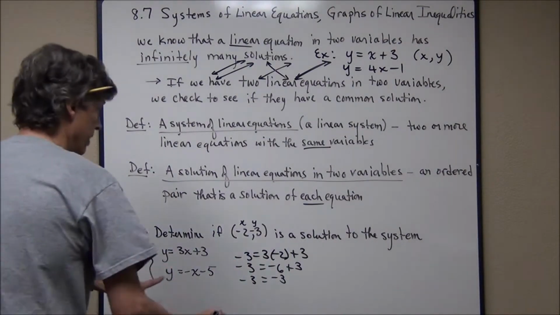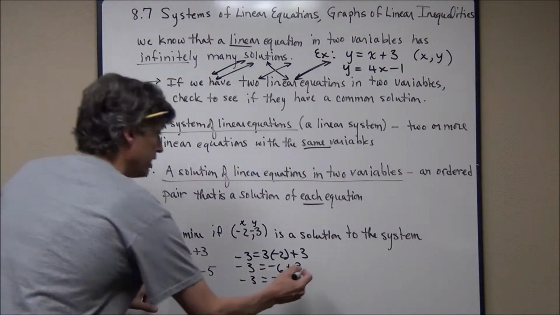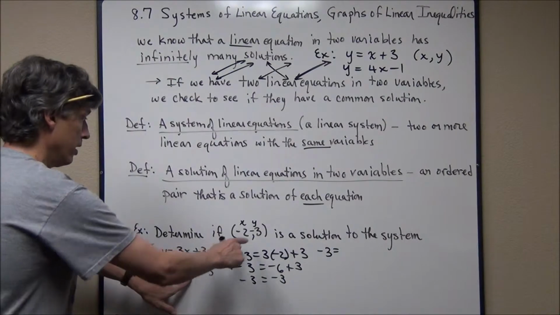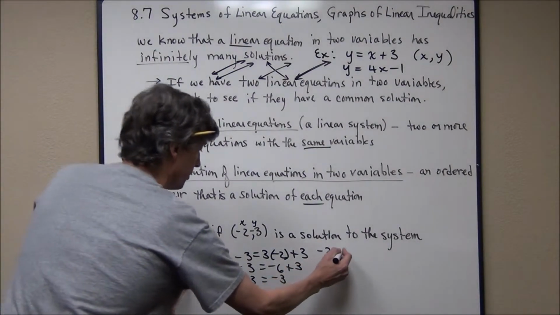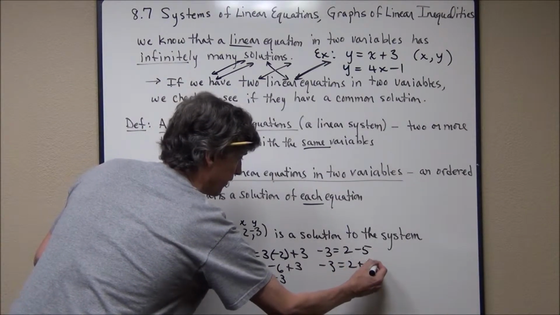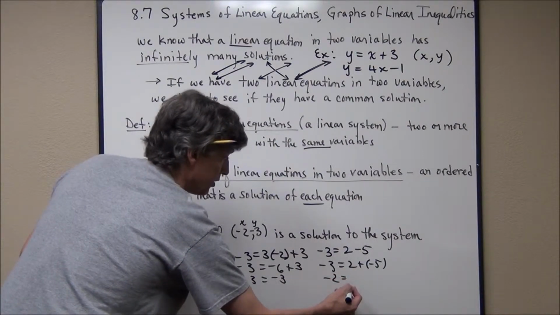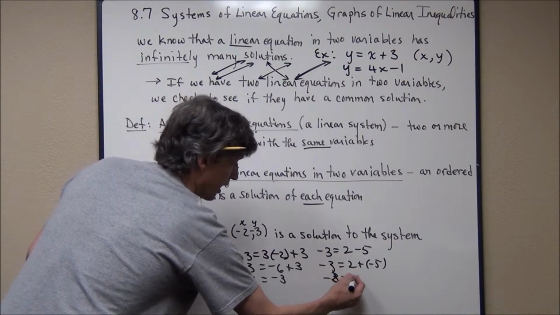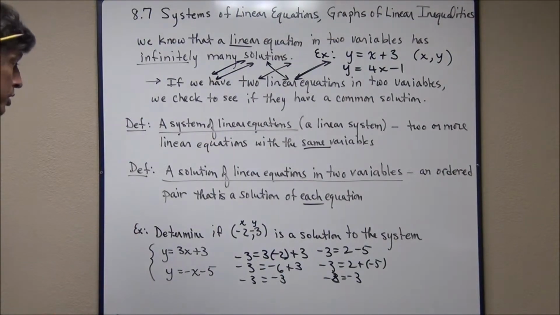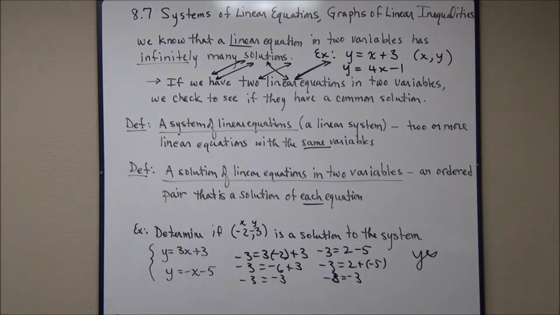Let's try the second. Now -2 in for x, that's going to be the opposite of x, and -3 in for y. So I get -3 equals the opposite of -2, which is 2, minus 5. Well, that's the same thing as 2 plus -5. If you add a positive 2 and a -5, that's -3, so you do get -3. So that one is a solution. Your answer to this one would be yes, because it satisfies both equations. If it had made either one false, then we would have said no, it's not a solution.